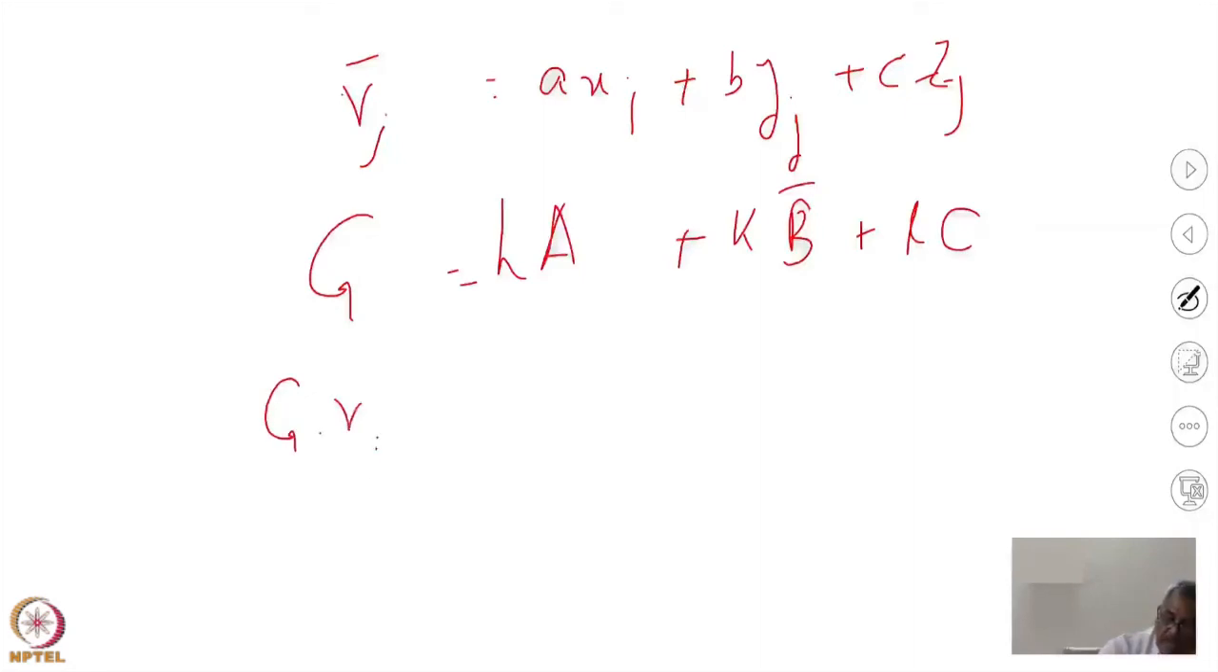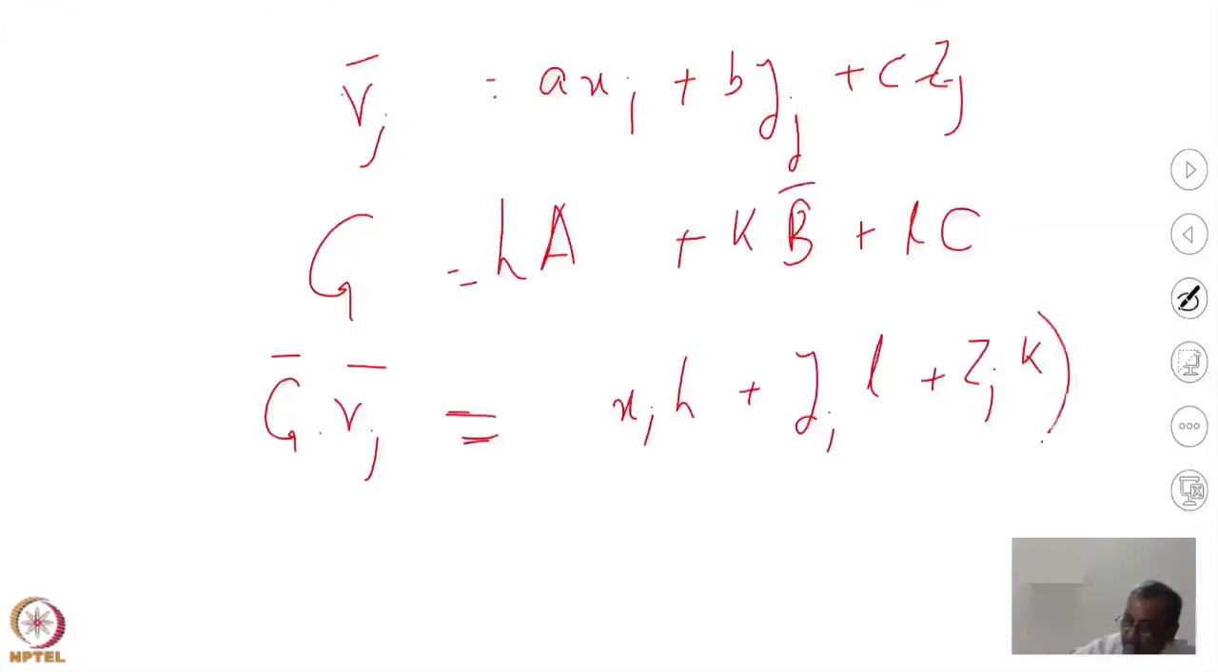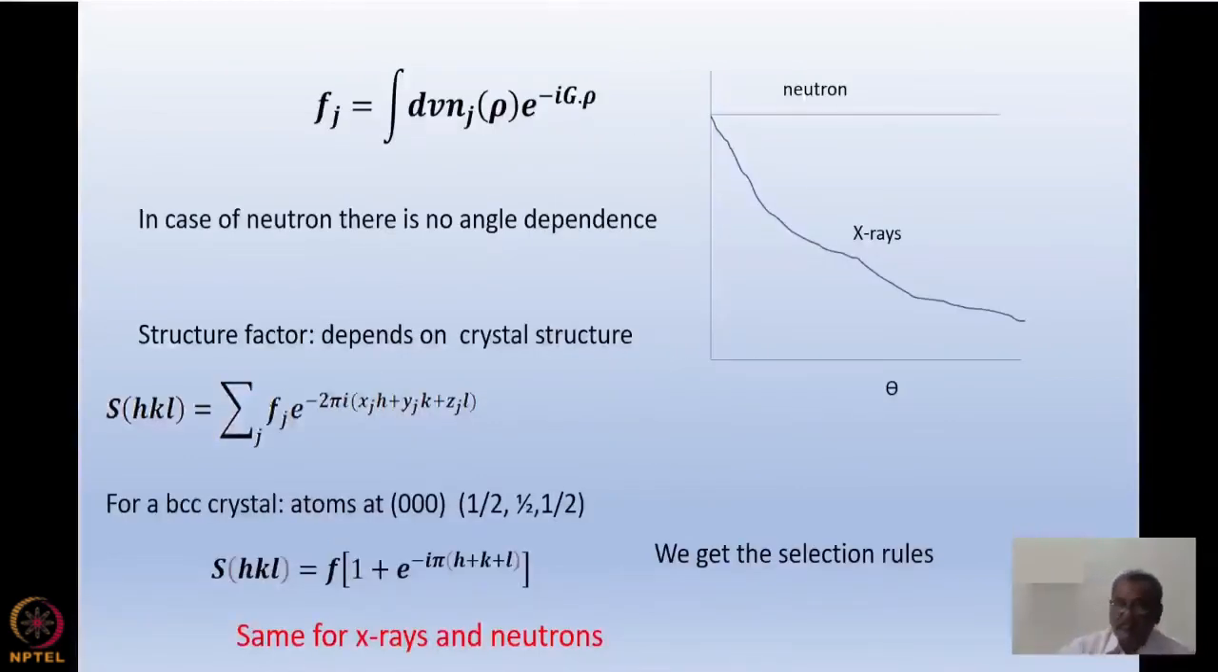And G dot r_j for a crystalline lattice is basically the dot product of these two. a dot a* is 1, b dot b* is 1, c dot c* is 1, because they're reciprocal of each other in size, especially in a cubic lattice. This c* is nothing but 1 by c, this b* is nothing but 1 by b, and this a* is nothing but 1 by a, and they're 1. But otherwise, in general, this is also true, so it is nothing but x_j h plus y_j k plus z_j l. So if I talk about an hkl point, then G dot r_j for that point is given by x_j h plus y_j k plus z_j l for the real lattice. Now it is interesting. This gives me the selection rules. But before that, what is f_j? Let me discuss f_j.